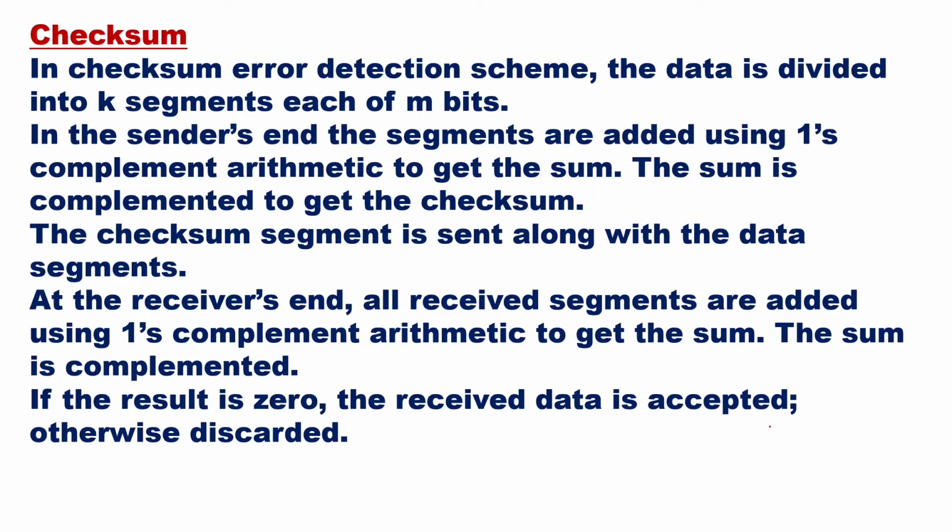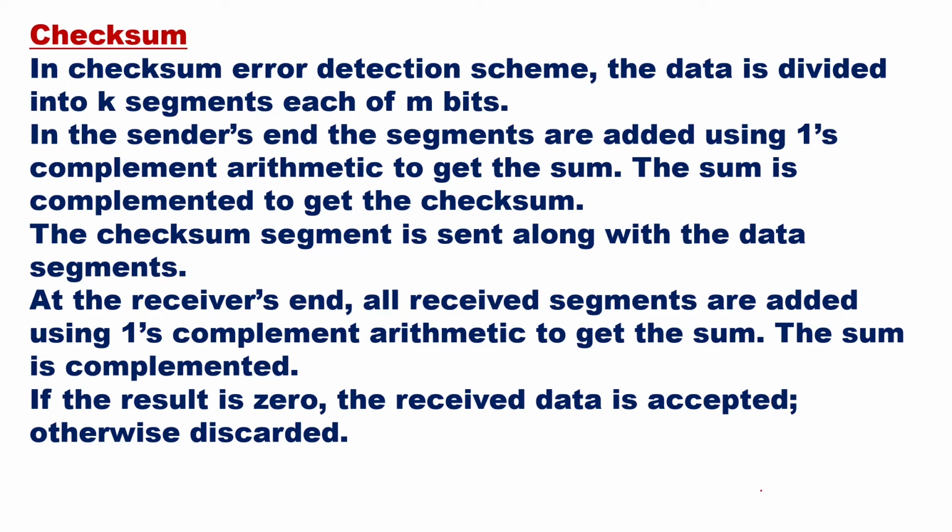In a checksum error detection scheme, the data is divided into k segments, each of m bits. Say you divide your bigger data into 4 segments or 5 segments, each of 8 bits. So you can say that you have divided it into k segments, each of m bits. At the sender's end, the segments are added using ones complement arithmetic to get the sum. Now, when you say ones complement arithmetic, whenever you add two things and a carry is generated, the carry will be added for the next addition.